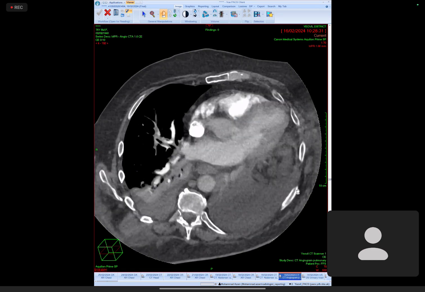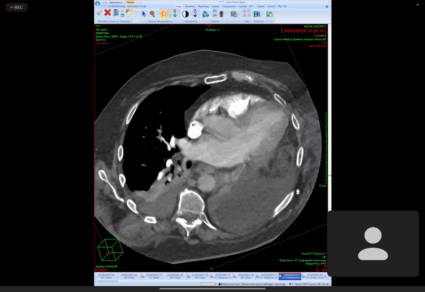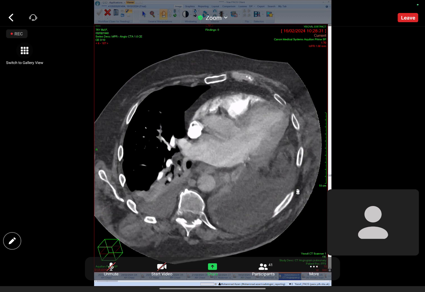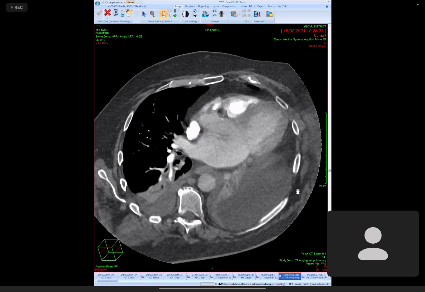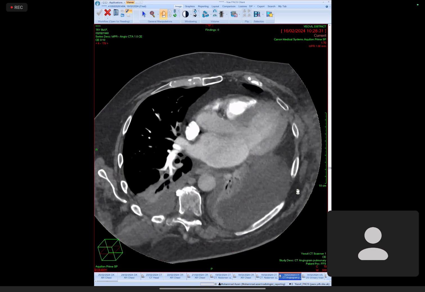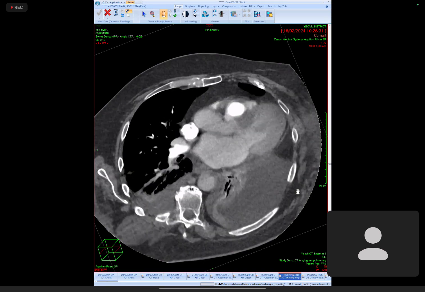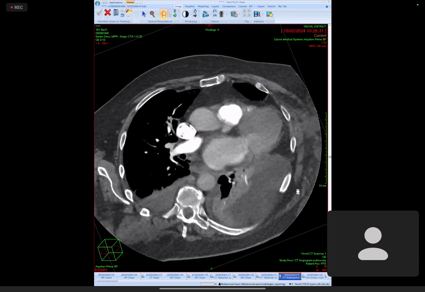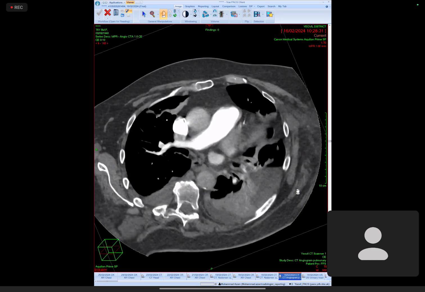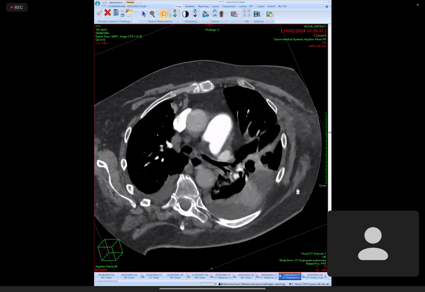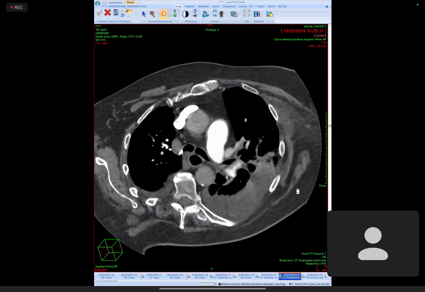The heart size is slightly enlarged. There's no pericardial effusion, and there's a lot of subcutaneous tissue fat stranding, which is likely in keeping with generalized anasarca. And I haven't come across any lung mass till now.